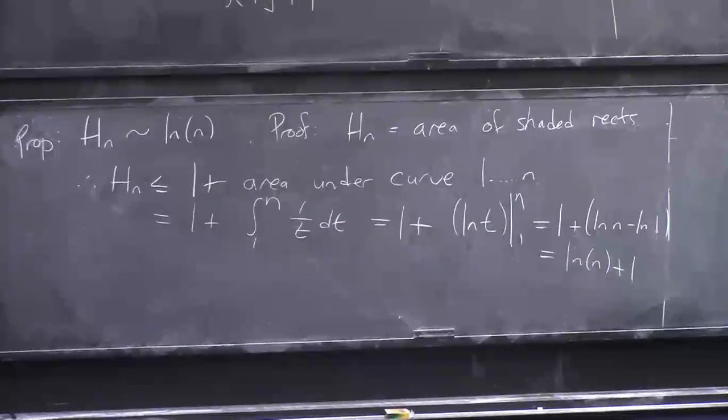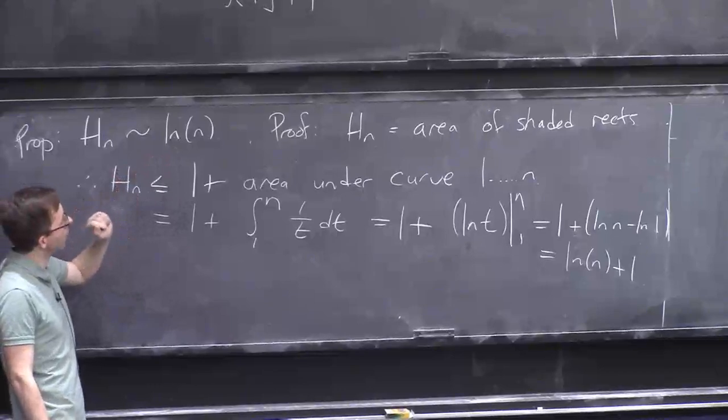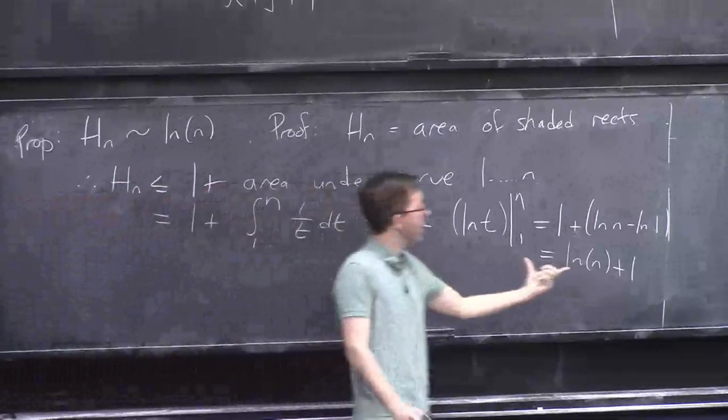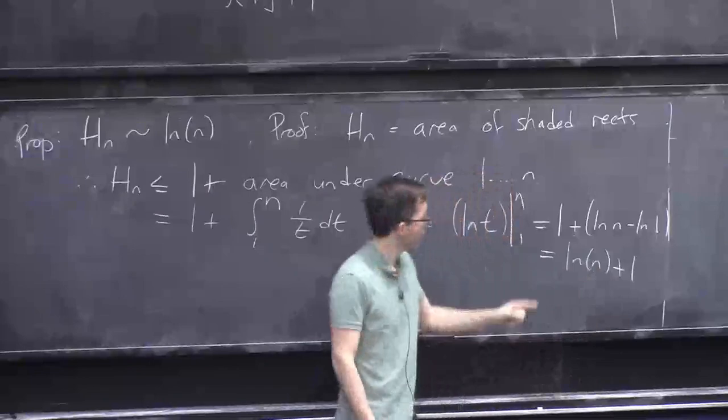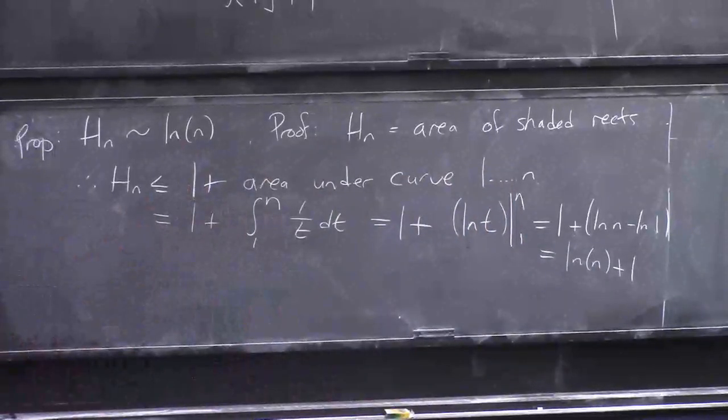So if we secretly know that this is our target upper bound, then we're in great shape. This is asymptotic to ln n, in the sense that the ratio of this and this tends to 1 as n goes to infinity.